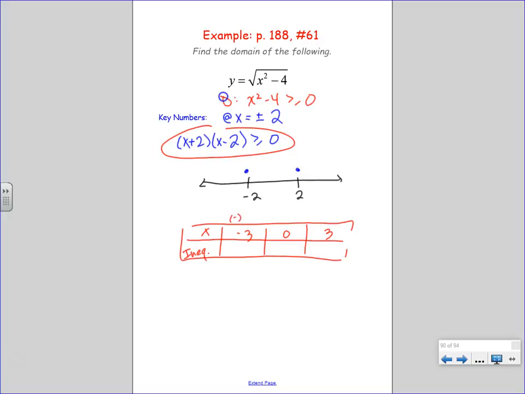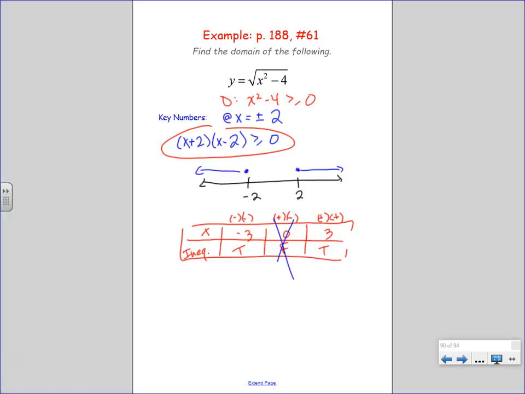Plugging in -3, I would get a negative times, what's -3 minus 2? A negative. A negative times a negative is a, right? Take your time, plug it in if you need to. If I plug in 0, what's 0 plus 2? A positive. See what I'm doing here? 0 minus 2, a negative. What's a positive times a negative? False. And then plugging in 3. 3 plus 2 is a positive. 3 minus 2 is a positive. And a positive times a positive is a positive, which is true. So who works? All of those guys. And who doesn't work? None in the middle.